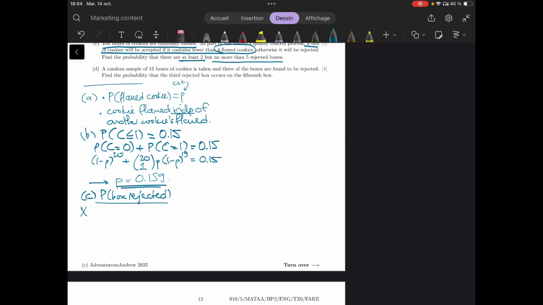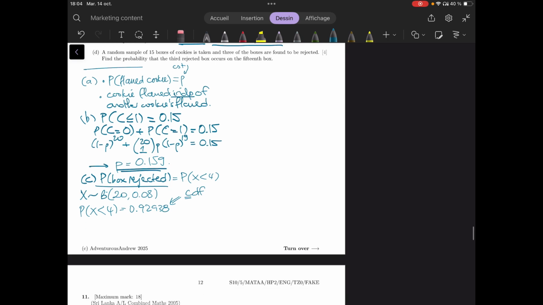So let X be the number of flawed cookies in a box of 20 cookies. So X is binomial 20, 0.159. P of accepted, this is P of X less than 4. So P of X less than 4 is equal to 0.92938. You are going to use your binom CDF because we are using the cumulative version of it.